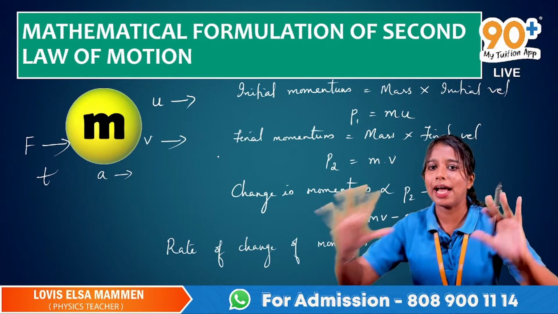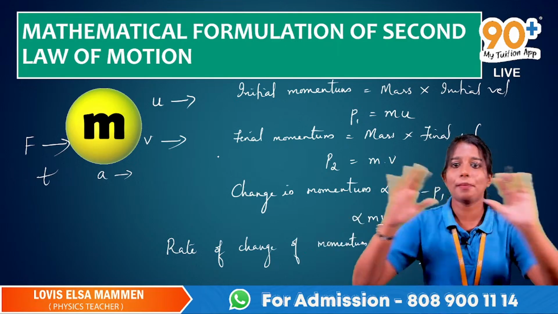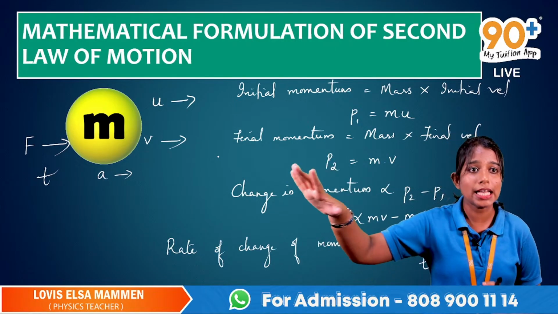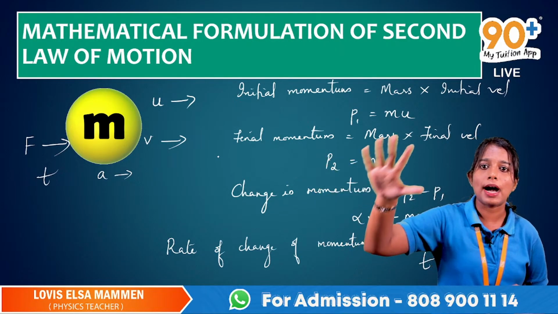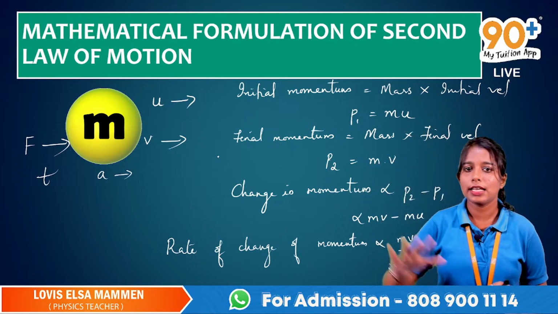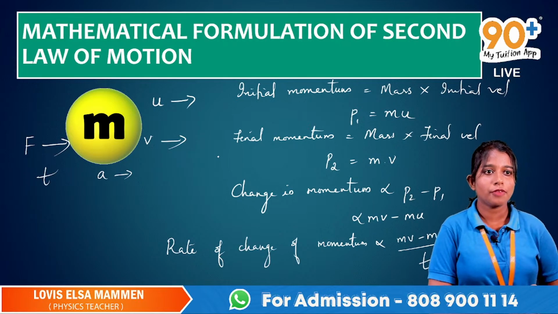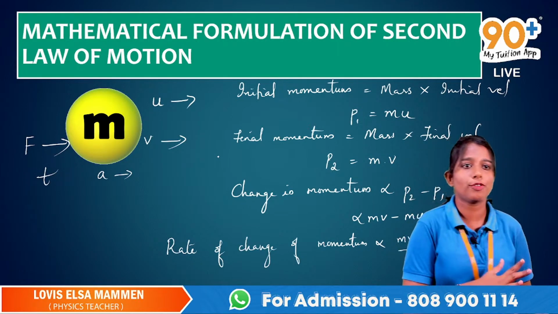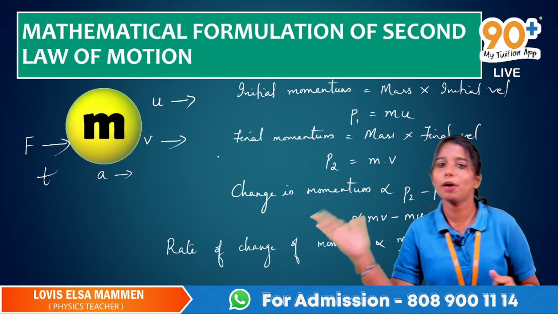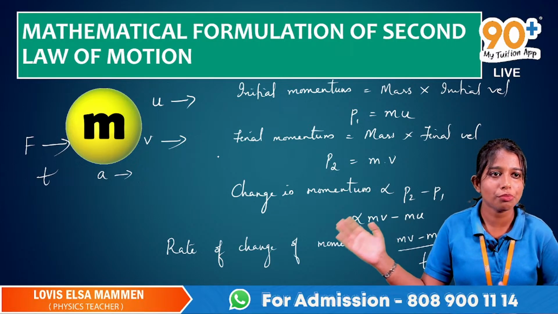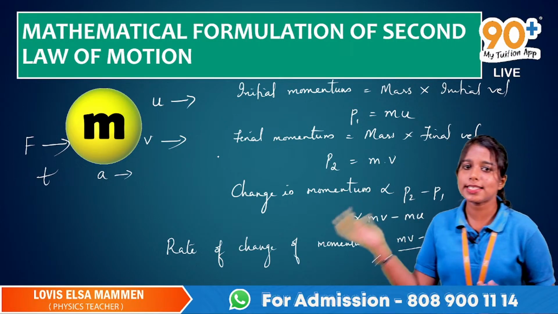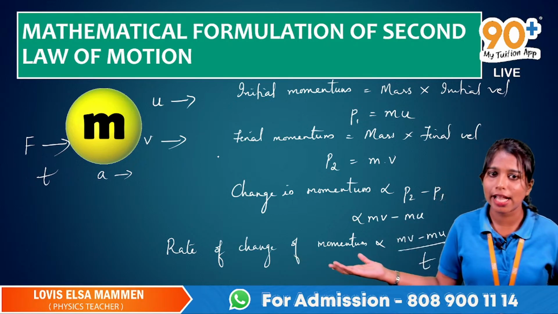Now I have applied a force. അപ്ലൈ ചെയ്തപ്പോൾ അതിൻ്റെ momentum മാറി. Okay, so final momentum is equal to mass into final velocity. That is P2 is equal to m into v. We need rate of change of momentum. അപ്പോൾ ആദ്യം നമുക്ക് change in momentum കണ്ടുപിടിക്കാം. Okay, change in momentum. So what is change in momentum? Just subtract the momenta.